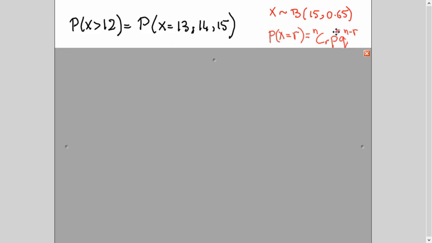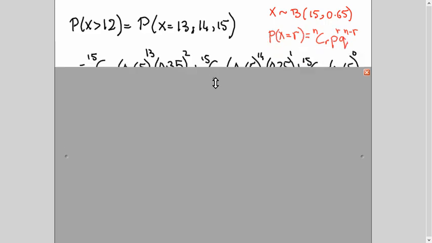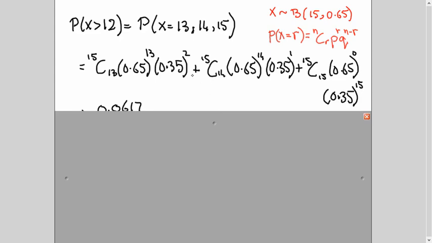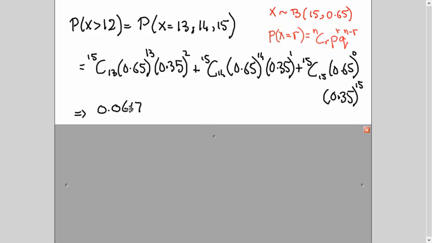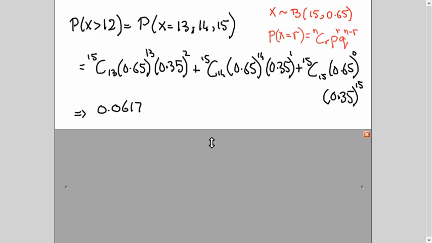And this is my formula, so I'm simply plugging in the values. You can notice my P is 0.65 and my Q is 0.35. So I'm substituting the values here and then calculating it. You can calculate it on your own here, and I got the answer 0.0617. So this is how we will do part 1, which is usually very simple for students.